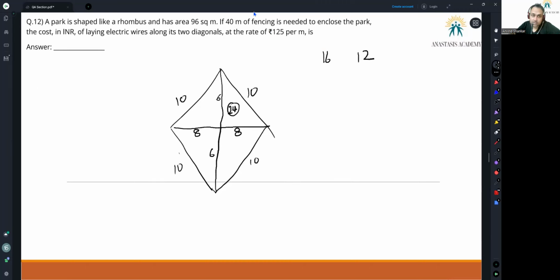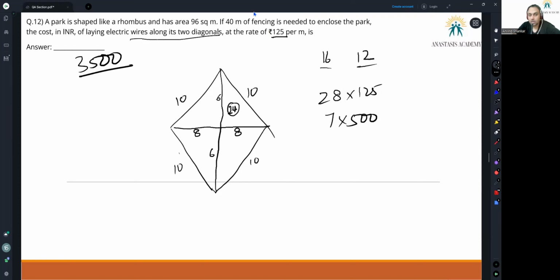Finally, when they ask me the cost of laying electric wire along its 2 diagonals at the rate of 125 per meter, these are the 2 diagonals. So 28 into 125 we have to do. This is difficult to accomplish, so 7 into 500 we have to do, or the cost will be 3,500.